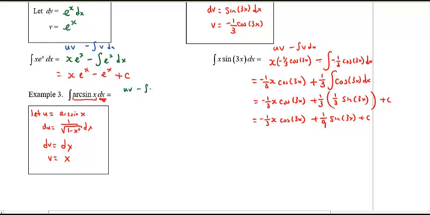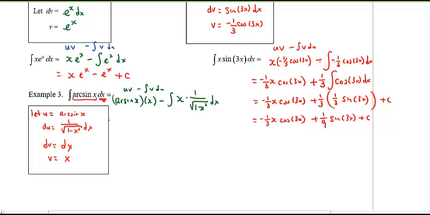uv minus integration v du. Here we go. u, arc sine of x, times v, which is x, minus integration of v, which is x, times du, 1 over the square root of 1 minus x squared dx.